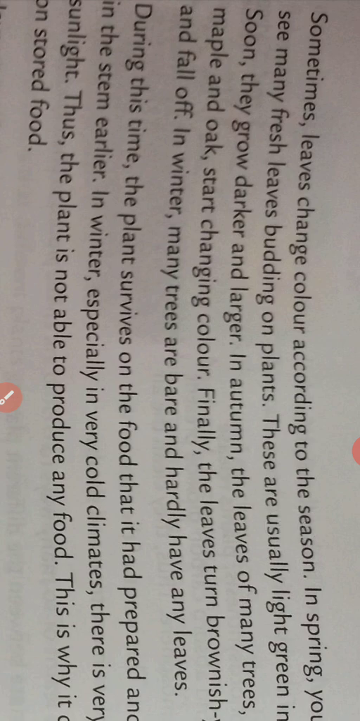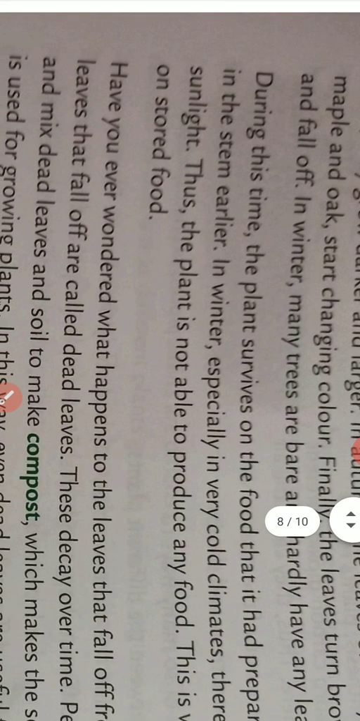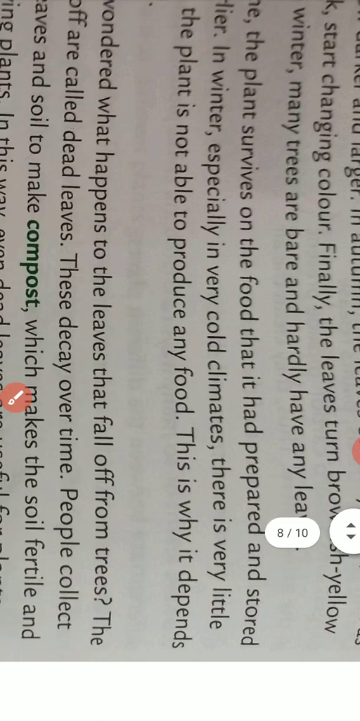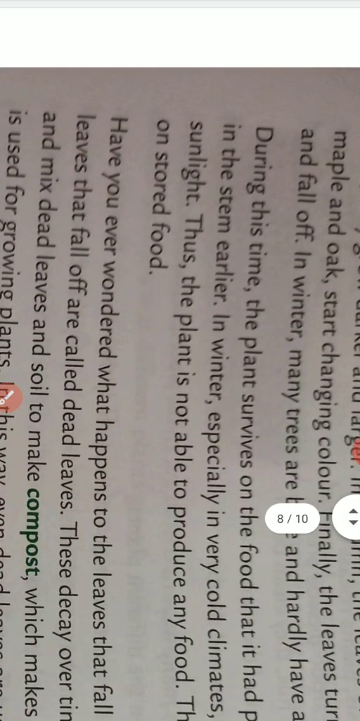In winter, many trees are bare and hardly have any leaves. So you see in winter, the plants do not have any leaves. Now one question arises: leaves are the ones who prepare the food. So what happens to the plants when there are no leaves? How do they get their food? They use the stored food. During this time, plants survive on the food that they had prepared and stored in the stem earlier.